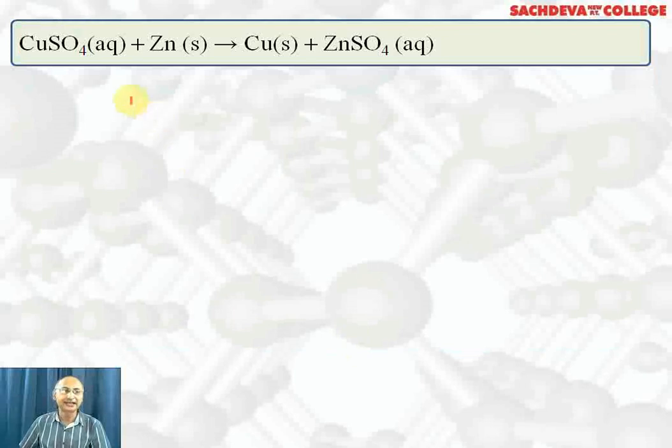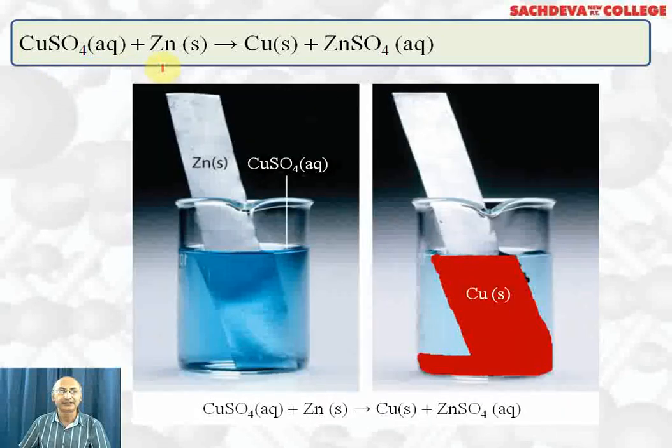Now we are taking another example of displacement reactions, metal displacement reaction. Copper sulfate solution, which is blue in color, is reacting with zinc solid, which is gray in color. It forms copper solid, which is brown in color, and zinc sulfate aqueous solution, which is colorless. Here we are showing copper sulfate solution, which is blue in color, and we have added a zinc rod in it. Here copper metal gets deposited, which is brown in color, and the blue color of copper sulfate is slowly fading, and ultimately it will change to colorless.